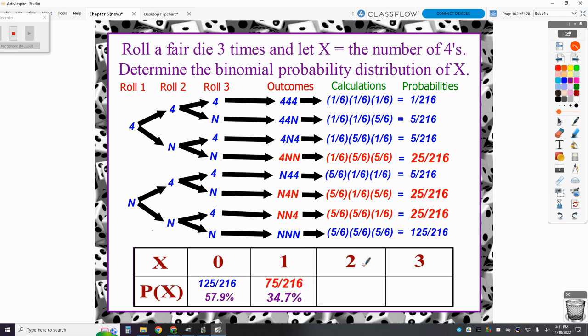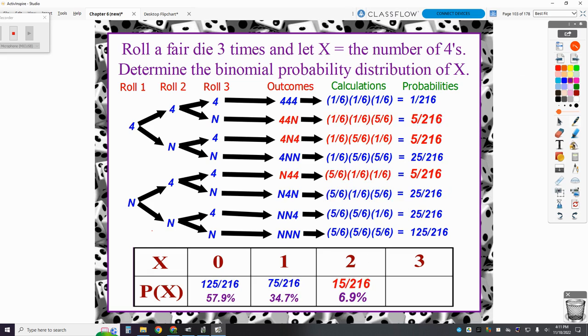So we move on to what's the probability of rolling 2 4s? Well, if I look back at my tree diagram, there are 3 instances of that happening. And that would be that the first 2 rolls were 4s, or the last 2 rolls were 4s, or the first and the last roll were the 4s. And each of those have a 5 in 216 chance. And when I add all them together, I get a 15 out of 216 chance, which is approximately 6.9%.